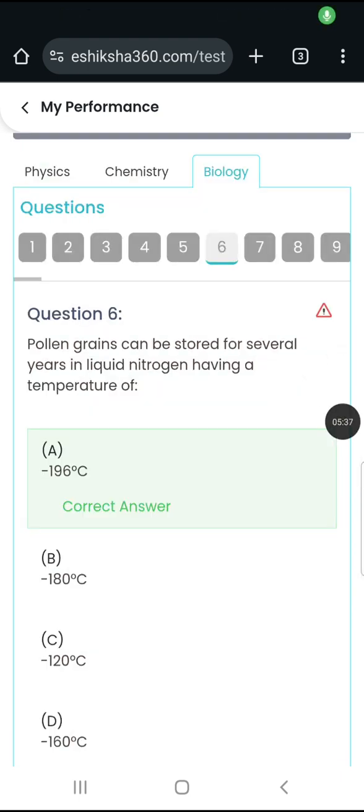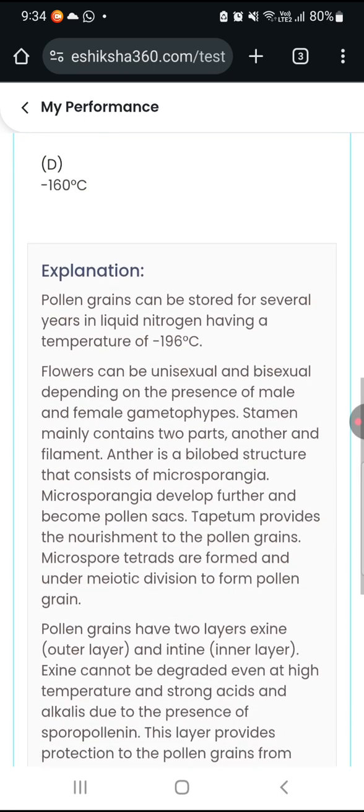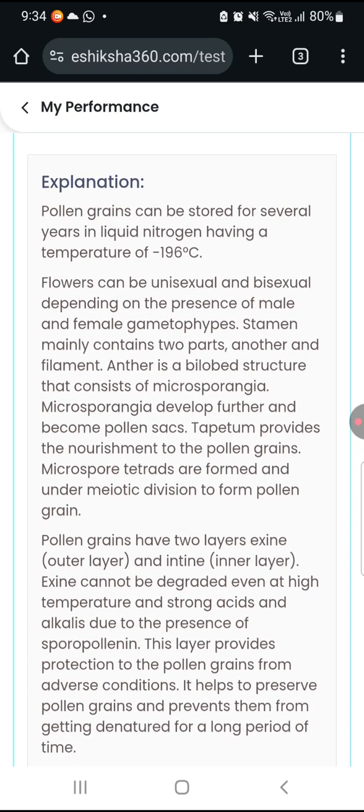Question number 6. Pollen grains can be stored for several years in liquid nitrogen having a temperature of minus 196 Celsius. Explanation: flowers can be unisexual and bisexual depending on the presence of male and female gametophytes. Stamens mainly contain two parts, anther and filament. Anther is a bilobed structure that consists of microsporangia.